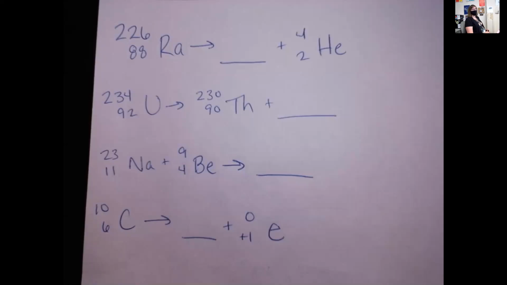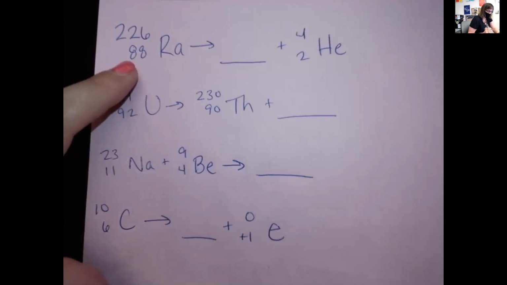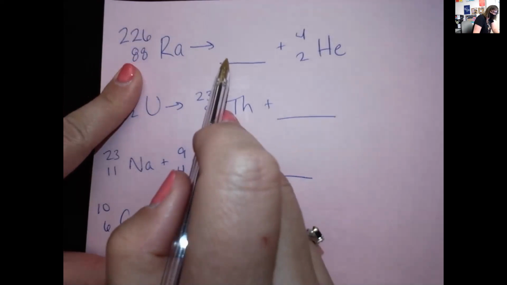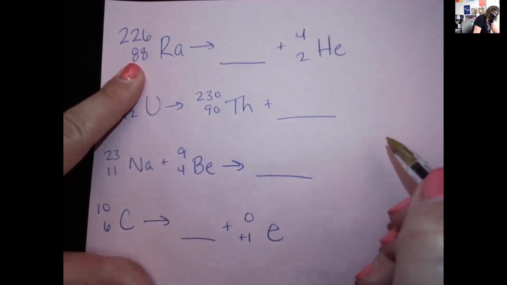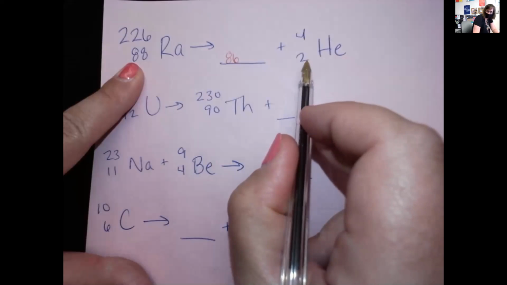So remember, guys, the arrow is like the equal sign, and the numbers on one side have to add up to be equal to the other side. And so here the bottom number is 88. So what number do we put here so that the bottom numbers add to 88? An 86, because 86 plus 2 equals 88.